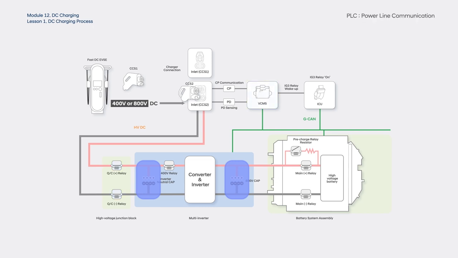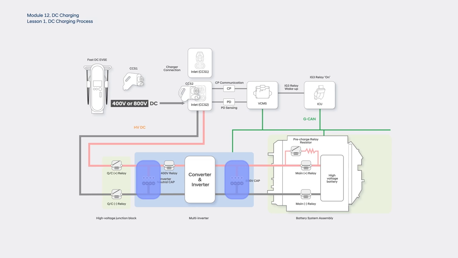The VCMS requests the EVSE to charge through the PLC of the CP. The multi-inverter decides the charging method through the EVSE information received from the VCMS. Boost charging up to 800-volt DC takes place with 400-volt DC EVSE, and direct charging takes place with 800-volt DC EVSE.